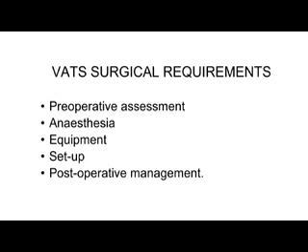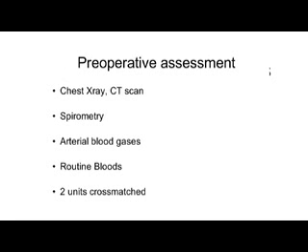Now, what are the requirements? Some of these have been covered earlier. Adequate preoperative assessment, anesthesia equipment, adequate setup, adequate post-op management. Preoperative assessment doesn't differ much from the earlier presenters. Spirometry, blood gases, your routine bloods, and because there's always a small risk of converting to an open procedure, you must always have some blood available. Anesthesia has been covered: general anesthesia, single lung anesthesia, either via a double lumen tube or single lumen tube with a bronchial blocker.